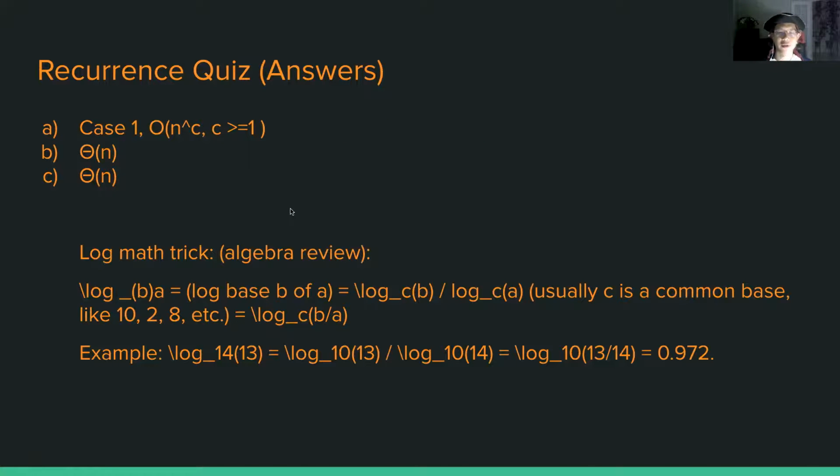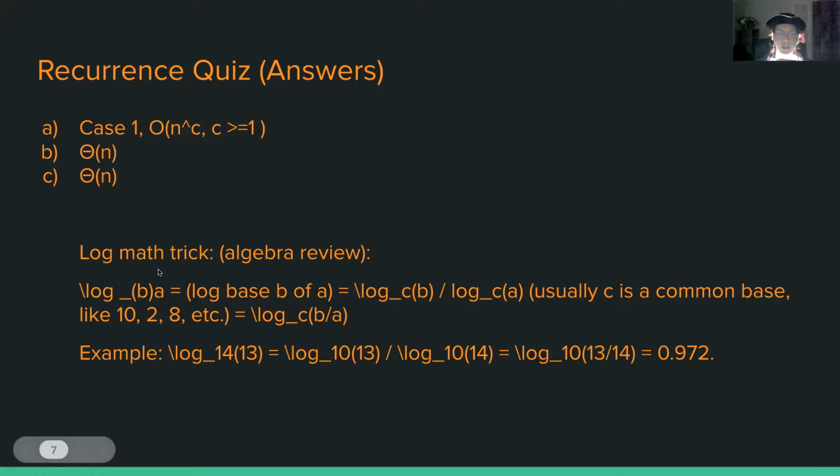That's math, answer questions. So case 1, we have O of n to the c, because c is basically 2 in this case. Case 2, you have theta of n, because you're using case 2 of the master theorem. And case 3 is theta of n.